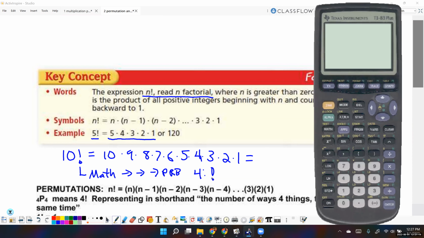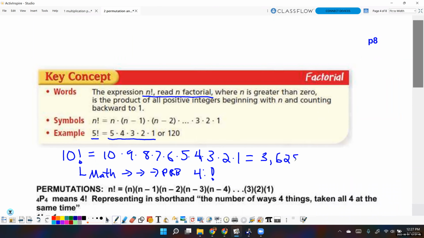Okay, so now we're going to go to our calculator. It doesn't matter what version you have, they all have the same menu. We're going to do 10 math, and see it says math, number, complex, probability. So we're going to go 1, 2, 3, and there it is, number 4, and it puts an exclamation point there. And when I press enter, I get the exact same answer that I got by multiplying 10 times 9 times 8 times 7 times 6 times 5 times 4 times 3 times 2 times 1, which is 3,628,800.